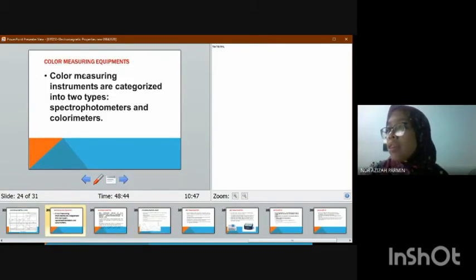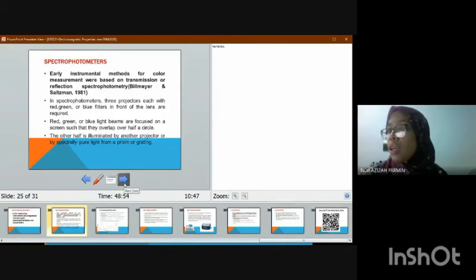So the color measuring equipment categorized into two types. Okay, saya dah sentuh sebelum ni, spectrophotometer and colorimeter. Okay, spectrophotometer banyak digunakan. Means the earlier instrument method for color measurement, on transmission or reflection or spectrophotometry. This one is found by Bill Mayers and Salzman in 1981 based on nanometer, based on the wavelength ni.